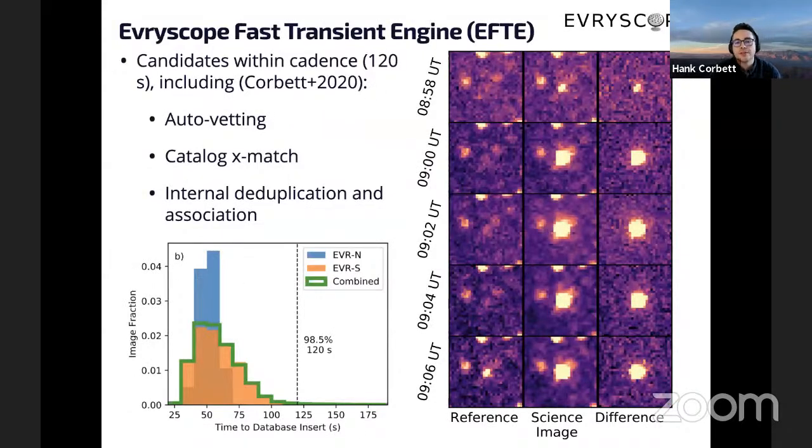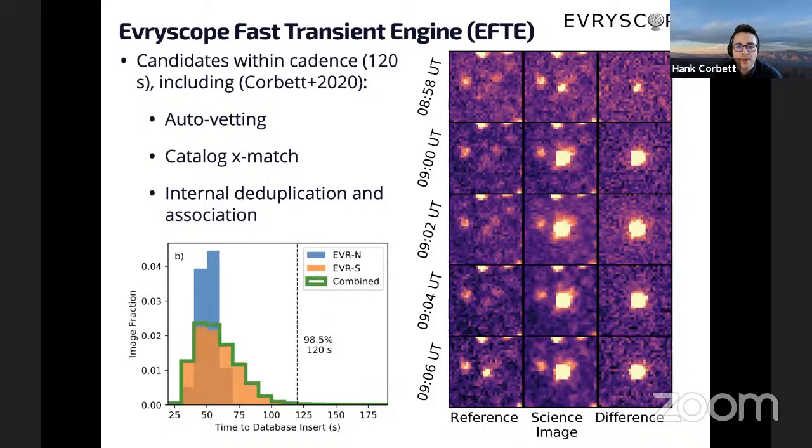So in addition to the light curves, we've also built a low latency detection pipeline for direct detection in our images that we call the Everyscope Fast Transient Engine. This can monitor the whole 16,000 square degree field of view for variable sources in real time. These candidates are typically inserted into our databases here in Chapel Hill for each image before the next 2-minute image is actually written to disk. That includes some automated vetting, cross-matching with a variety of external reference catalogs and also internal catalogs, so deduplication with previous events and association with previous detections.